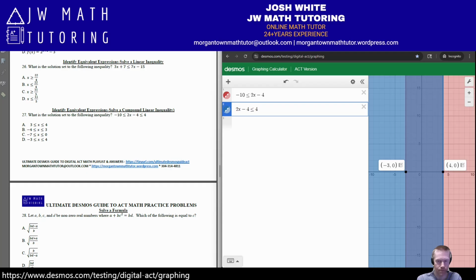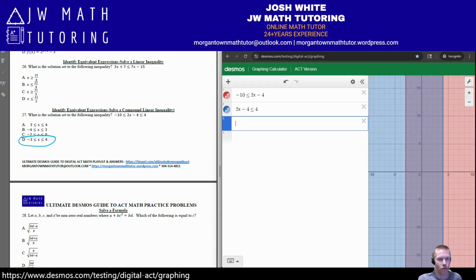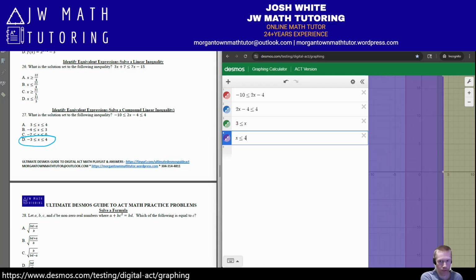Now, if you want to, you can probably just look at the answer choices and realize that it's going to be D. You can just see, oh, x is between -3 and +4. Therefore, the correct answer is letter D. However, you could also check the answers in Desmos. It's going to take a little work because technically you do have to graph each of them separately.